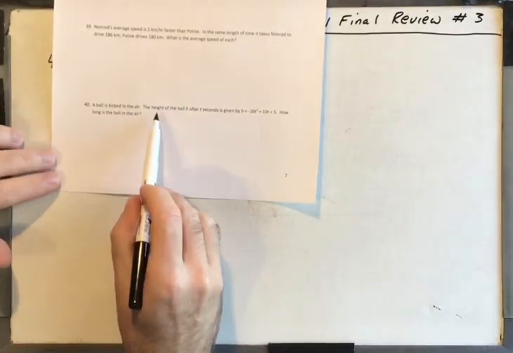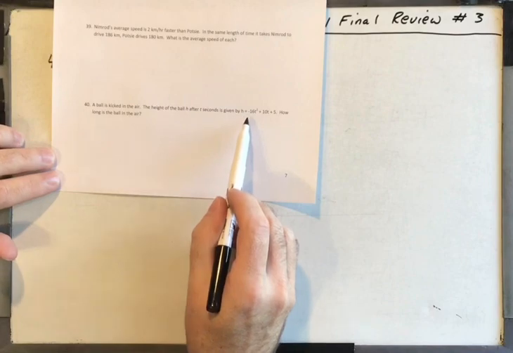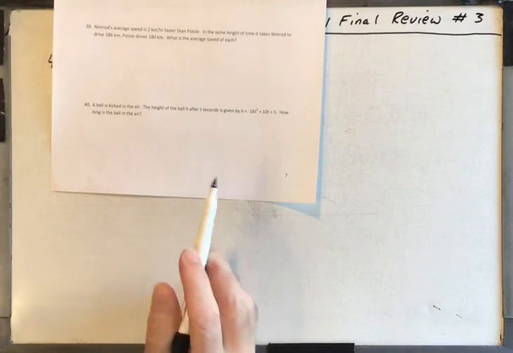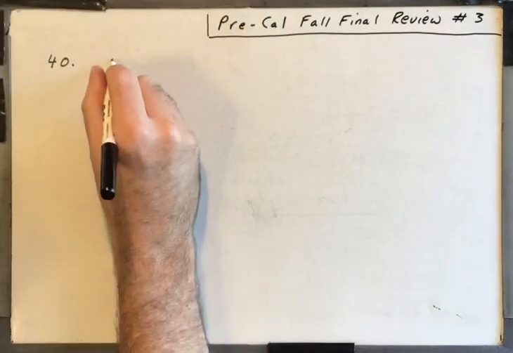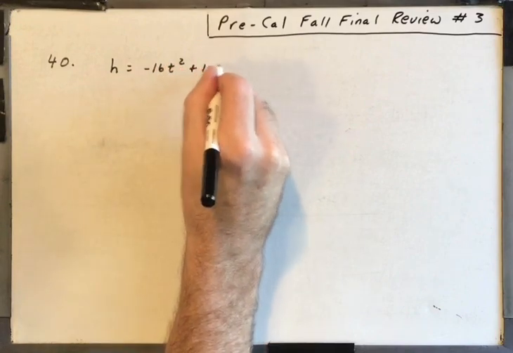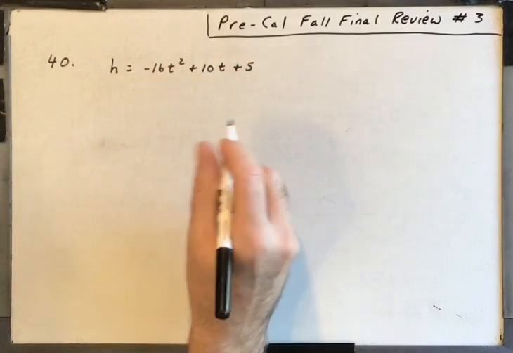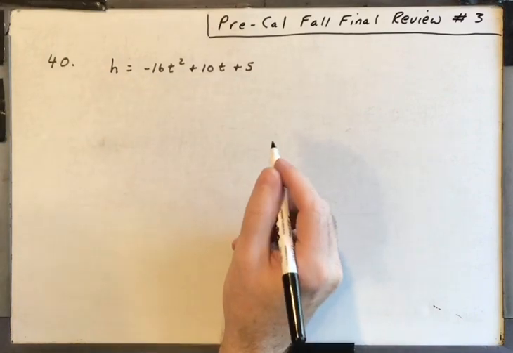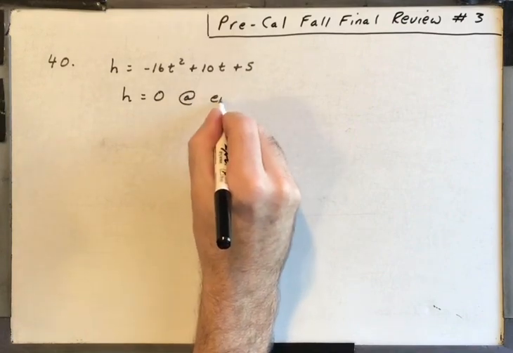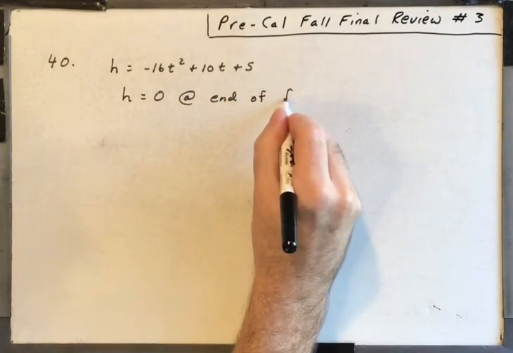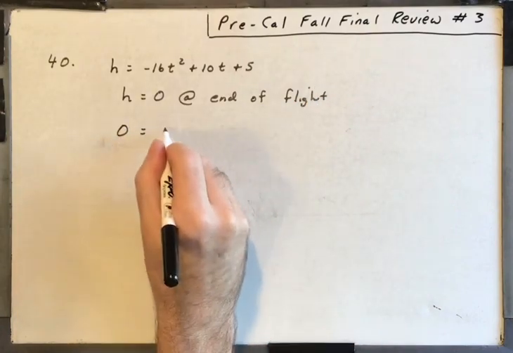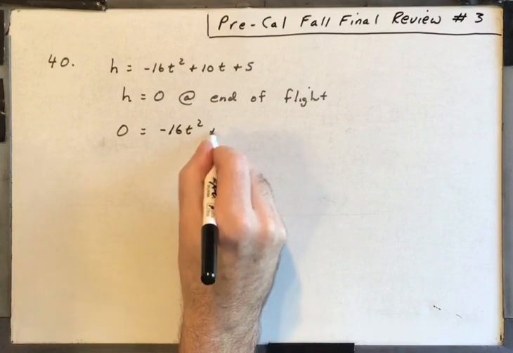So we have the ball is kicked in the air. The height of the ball, h, after t seconds is given by h is equal to negative 16t squared plus 10t plus 5. How long is the ball in the air? So h is equal to negative 16t squared plus 10t plus 5. What is the height of the ball at the end of the flight? Well, it's at the ground. Height equals 0 at end of flight. So we can set 0 equal to negative 16t squared plus 10t plus 5.